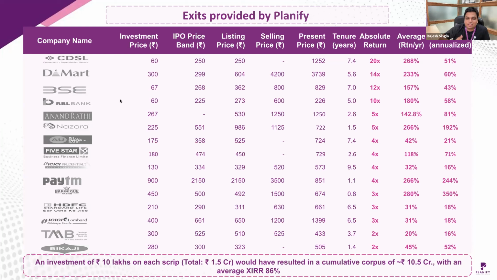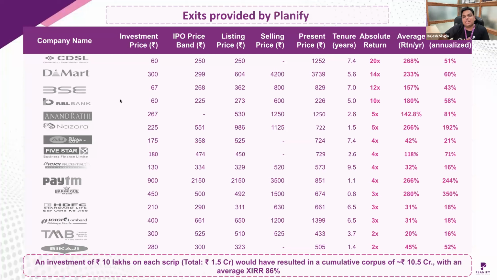So if someone would have invested, let's say, 10 lakh rupees even in these 15 counters, their total sum is close to 10.5 crores. And if I talk about all the 31 companies where we have done successful exits, if someone would have invested close to 3 crores, the total net worth is close to 17 crores in total corpus. And our average XIRR comes to be 117%. For these 15 companies, it is close to 86%, which we have shown here.